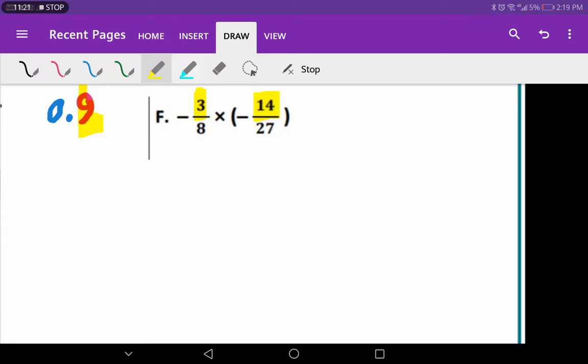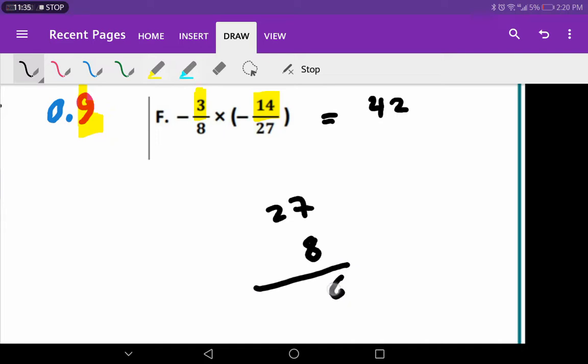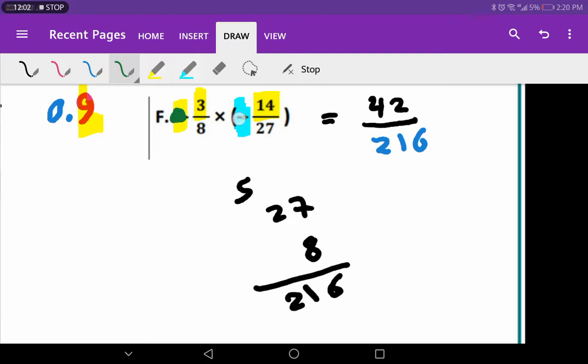So 3 multiply 14. Yes, it is 42. And 8 by 27, we have to do this. 8 by 7 is 56. 6 down, 5 up. 8 by 2 equals 16 plus 5, 21. I hope so. So down we have 216. Teacher, what about the negative? If we have negative in the first factor and negative in the second factor, ignore them. The answer must be positive.